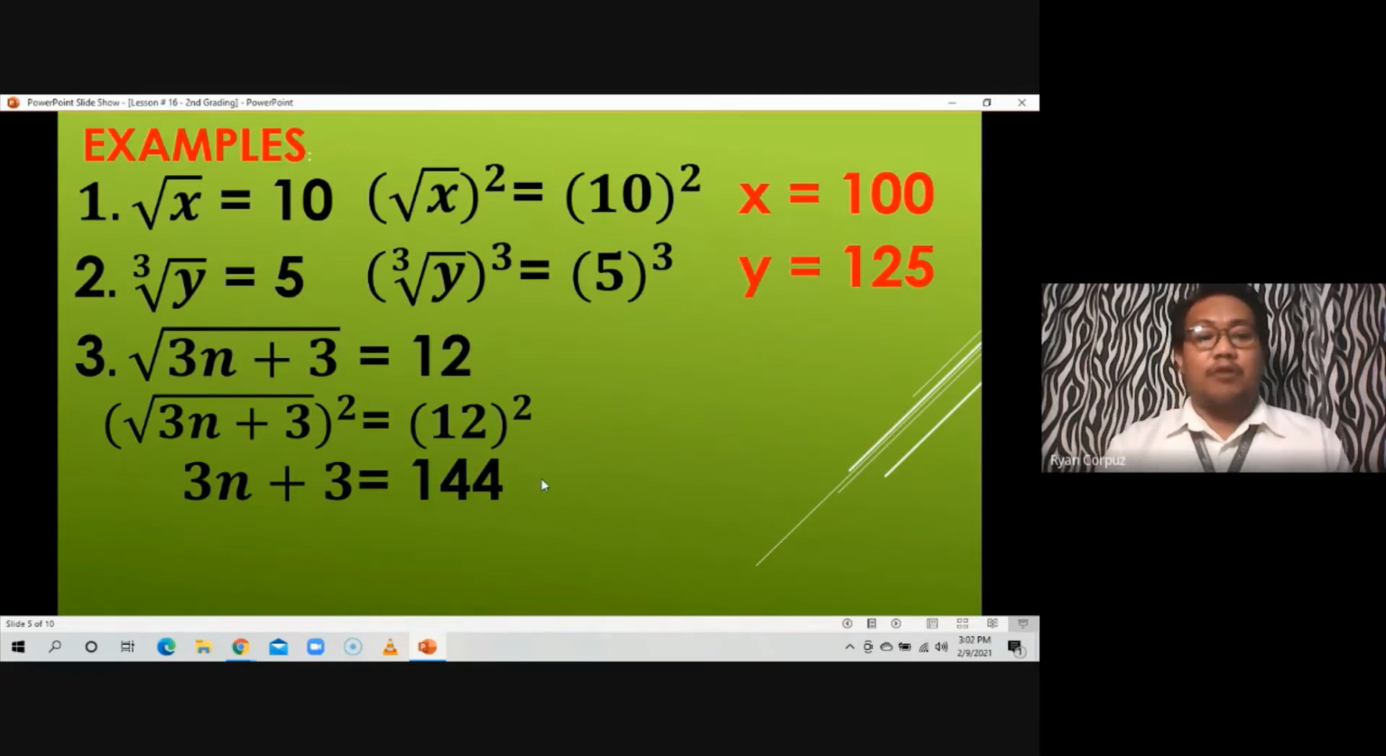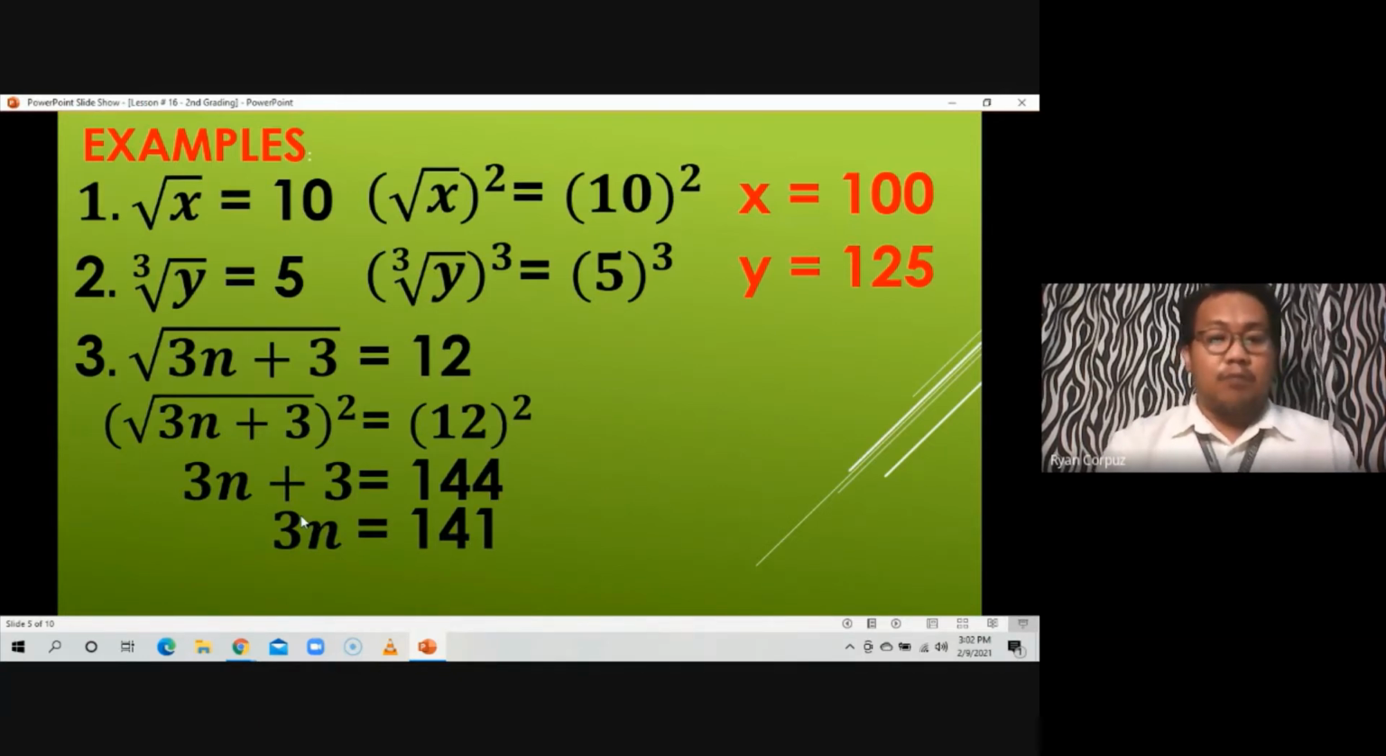So 144 minus 3 is 141. So magiging ganito. 3n na lang on the left side, then 141 on the right side. Then para n na lang, since n is what we are looking for, and since n is still accompanied by 3, so we still have to remove 3 here. That is by dividing both sides of the equation by 3.